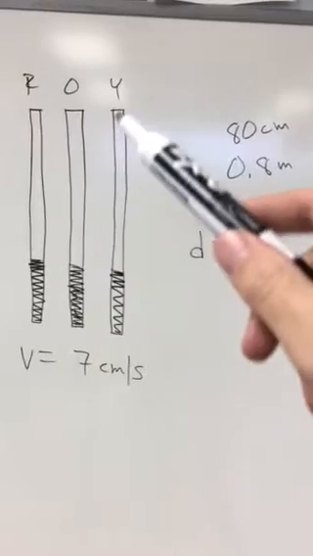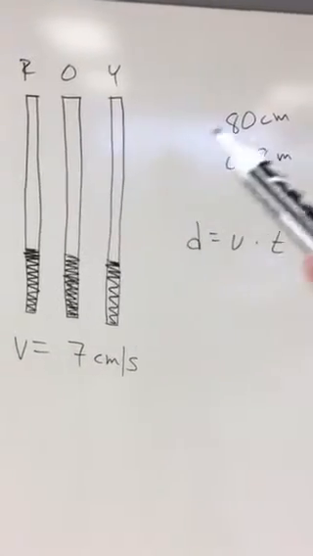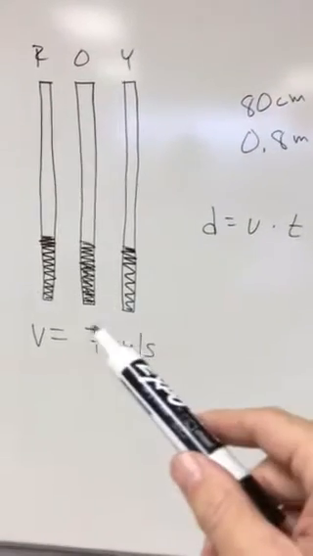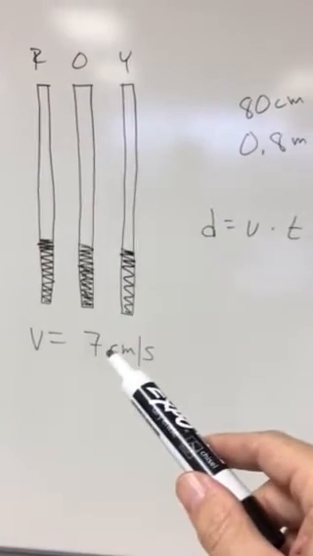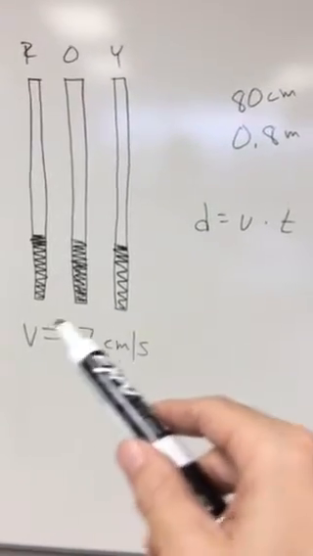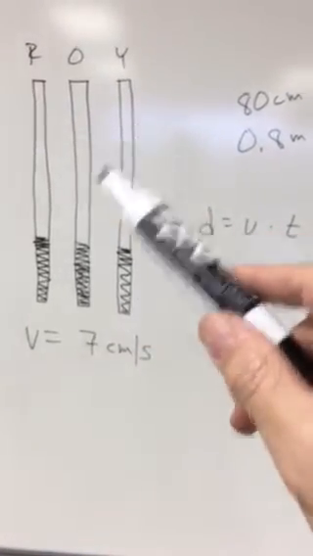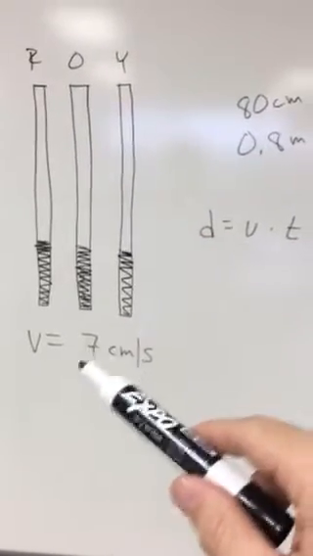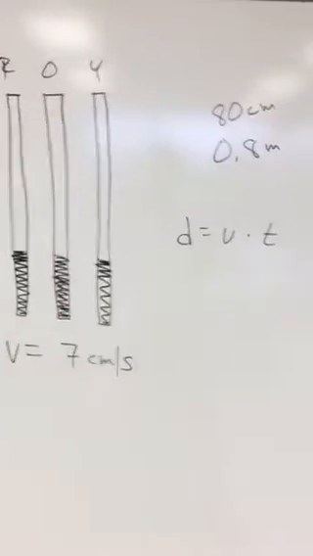A lot of you said that the size of the tubes themselves were about 80 centimeters, which is about 0.8 meters. And many of your numbers were between 6 centimeters per second and 8 centimeters per second. So I'll just pick 7 centimeters per second. We'll say that the red, the orange, and the yellow bubbles traveled up at about 7 centimeters per second. And the whole number is probably the best way to go about doing this.